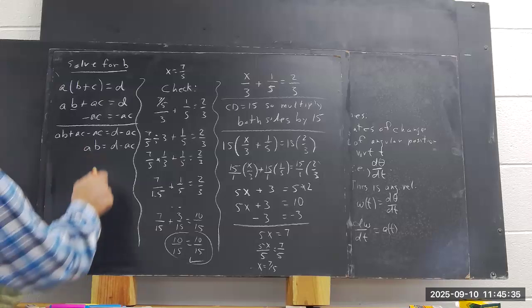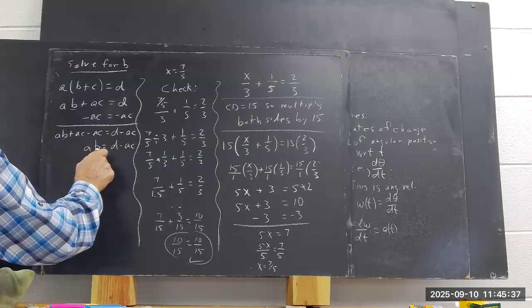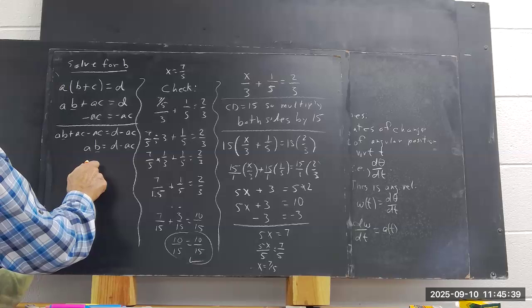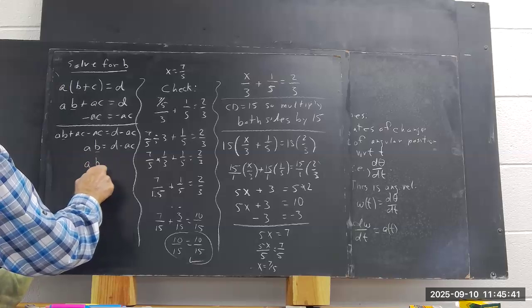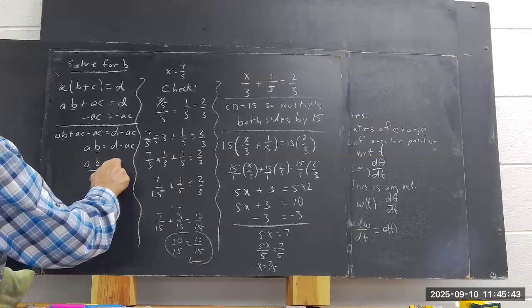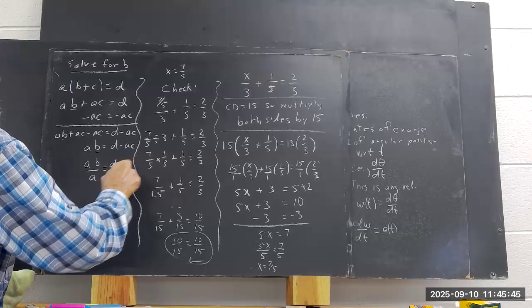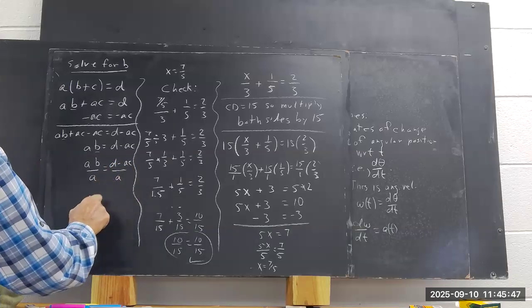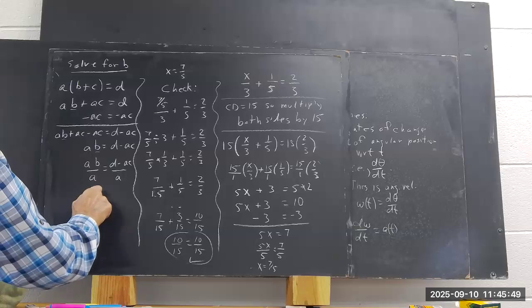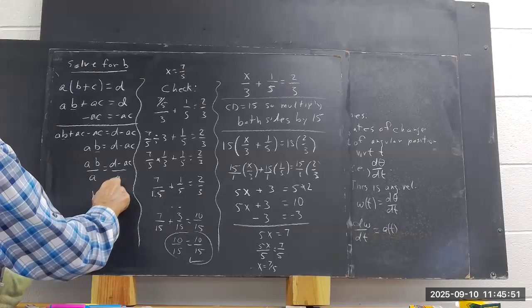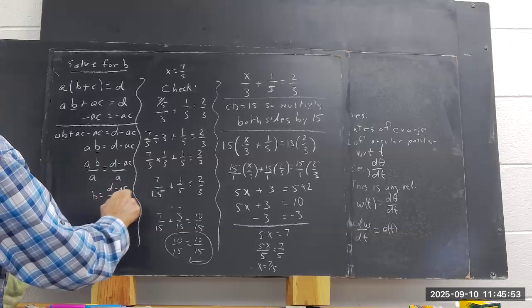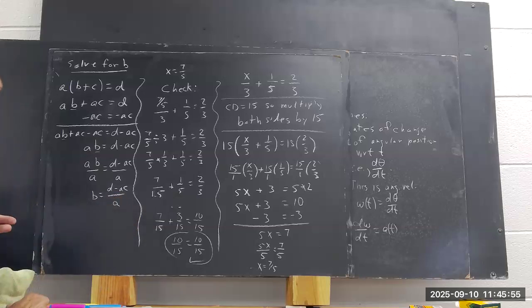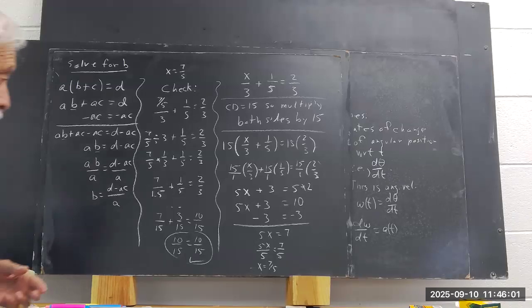Then we got to get B. We're still looking for B. I'll keep that underlined. So we're going to divide by A on both sides. And the A's divide out. We end up with B equals D minus AC over A. Fair enough? Okay.